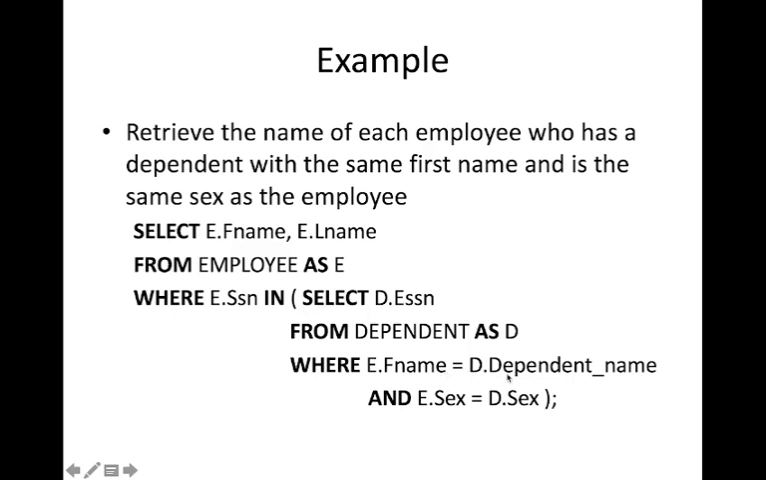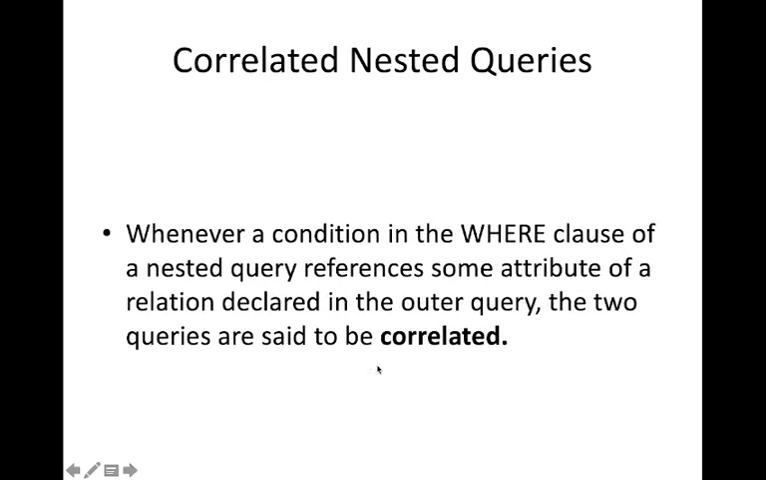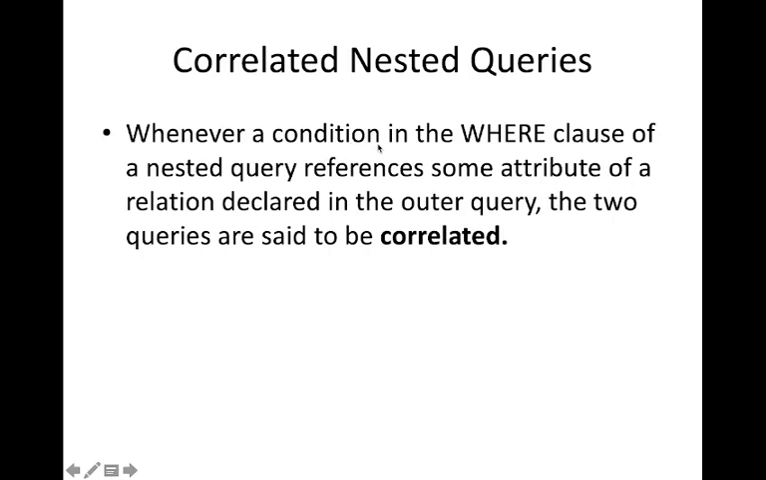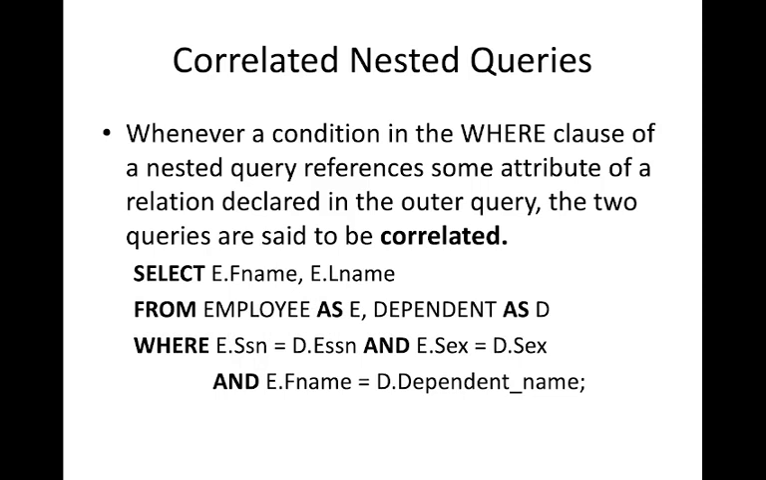Okay. So if we are comparing some attributes of the inner query with the outer query, then they are known as correlated queries. That's what we have written here: whenever a condition in the where clause of a nested query references some attribute of a relation declared in the outer query, the two queries are said to be correlated. So the previous query was a correlated query. In the case of a correlated query, we need not write a nested query. Without it, we can use this kind of select statement also. It will result in the same thing.